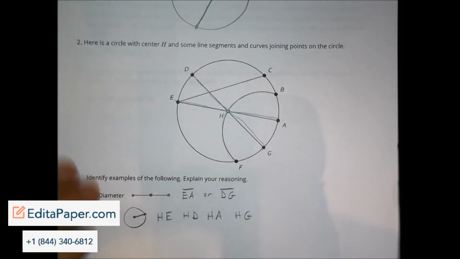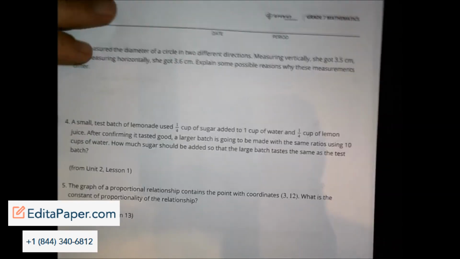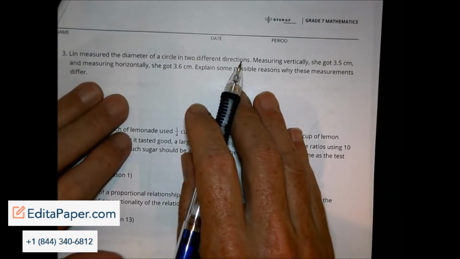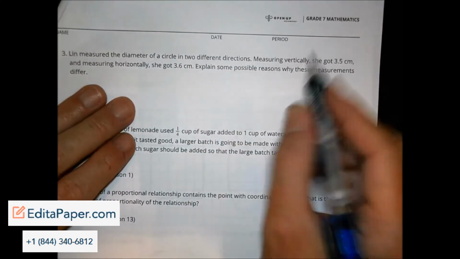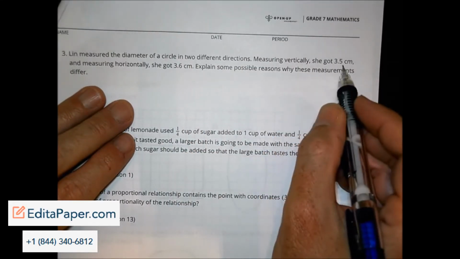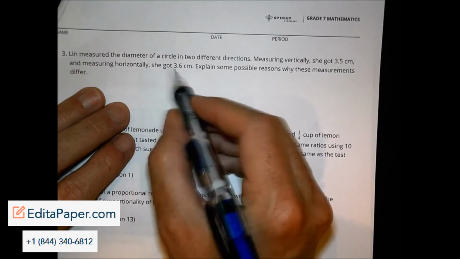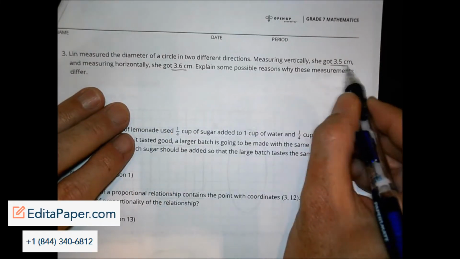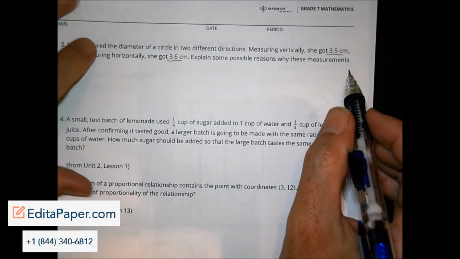Okay, let's look at the next page, number 3. It says Lynn measured the diameter of her circle in 2 different directions. Measuring vertically, she got 3.5 centimeters. Measuring horizontally, she got 3.6 centimeters. Explain some possible reasons why these measurements differ.